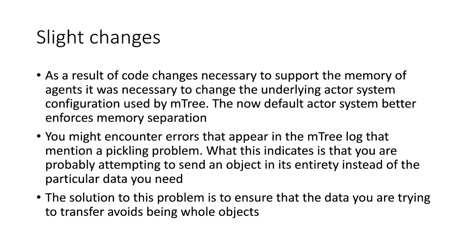The way this will normally manifest as an error is in the mTree log, you'll see an exception where it'll mention something about pickling. And it'll say it can't pickle things. And so what that just indicates is it can't serialize the whole object. And so as long as you strip out the pieces of the object you don't want, or just take the properties out and then put those into the payload of the message you're sending, you should be fine. And obviously we can help if there's any issues that you run into. It's not particularly challenging. It's just something to be aware of.